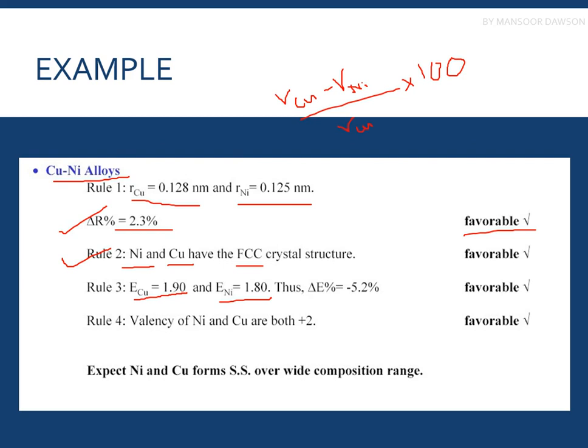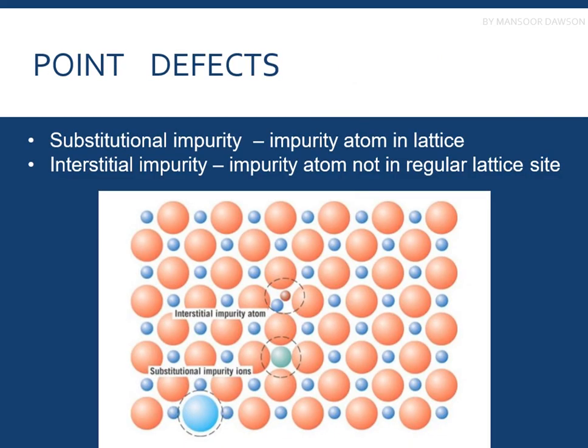You should remember that we're not making a compound over here. If we were making a compound, the valency should be plus and minus in order to stabilize the compound. But we are making an alloy, a solid solution, so both the valencies are positive. All these conditions have been satisfied, they are favorable. So the solution in the system of copper and nickel alloys would be a solid solution, a substitution solid solution. Okay, so now we have point defects.